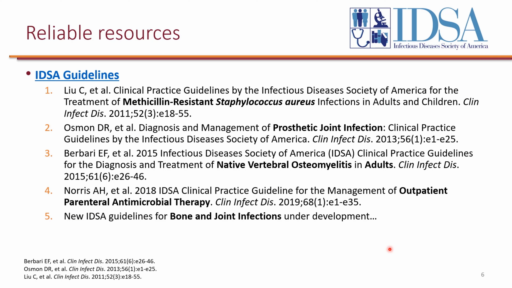Let's take a look at reliable resources. IDSA has several guidelines that are useful for osteomyelitis. The 2011 MRSA guidelines has a section dedicated to bone and joint infection specifically due to MRSA, so there are recommendations for that. There is also a 2013 IDSA prosthetic joint infection guideline, as well as a 2015 IDSA guideline for native vertebral osteomyelitis. And native basically means that the vertebra are the natural bones. There are no prosthetic devices involved.